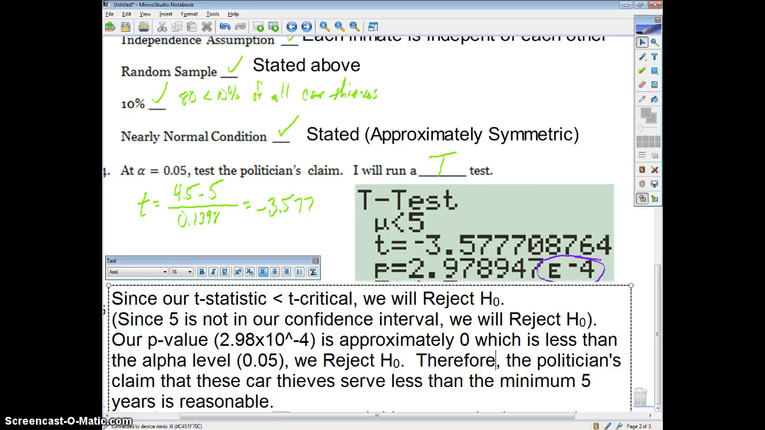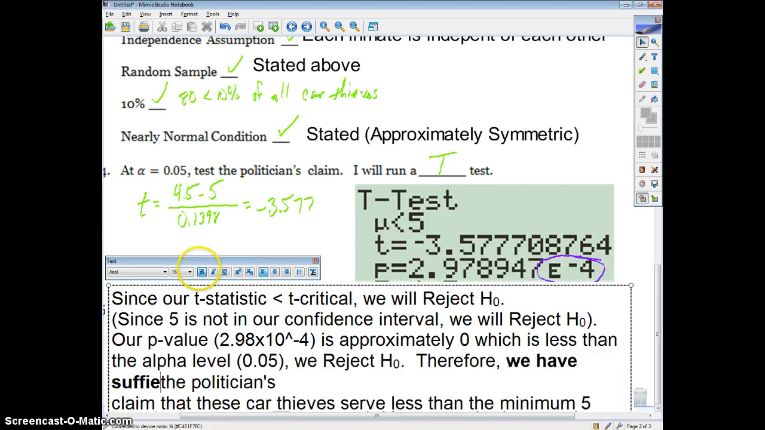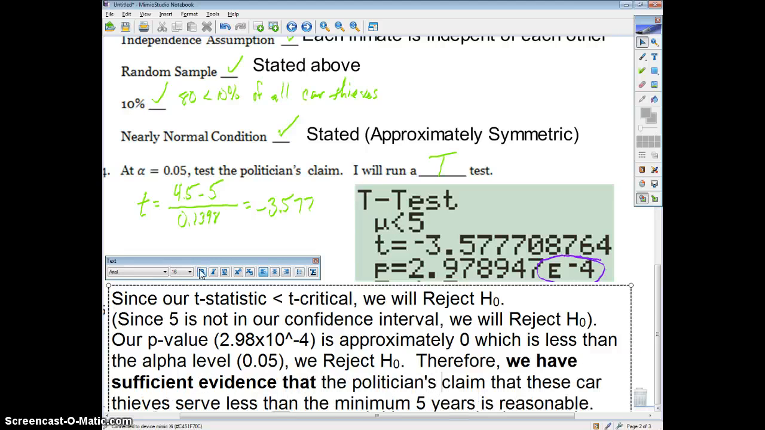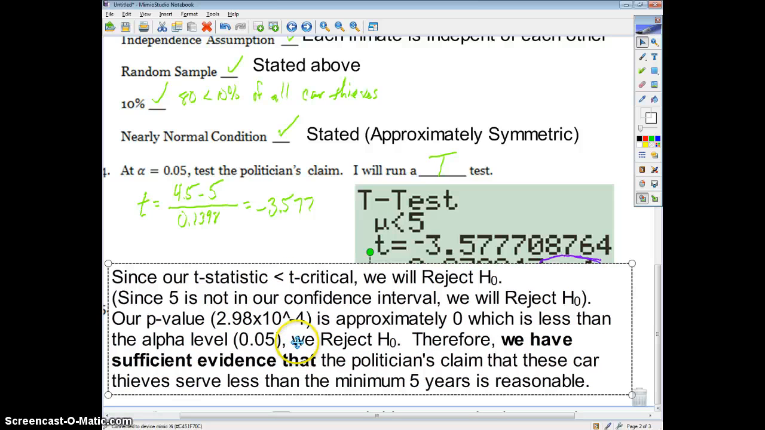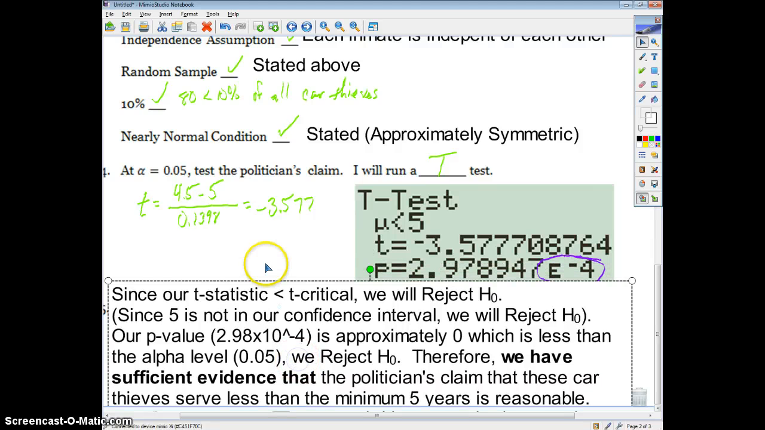Now, if you want, you could actually throw in this bolded statement here. Since we rejected, we have sufficient evidence that the politician's claim that these car thieves serve less than the minimum 5 years is reasonable. Okay?